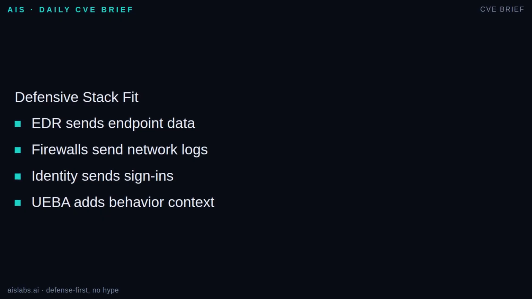Endpoint tools send host activity. Firewalls and proxies send network activity. Identity systems send sign-ins, password changes, and admin events. Cloud platforms send control plane activity. Vulnerability tools and asset inventories add context about what matters. UEBA, user and entity behavior analytics, may sit inside the SIEM or beside it. UEBA focuses on behavior baselines, like what is normal for a user, host, or service account. The SIEM brings these signals together so analysts can search, correlate, alert, and report from one operational view.